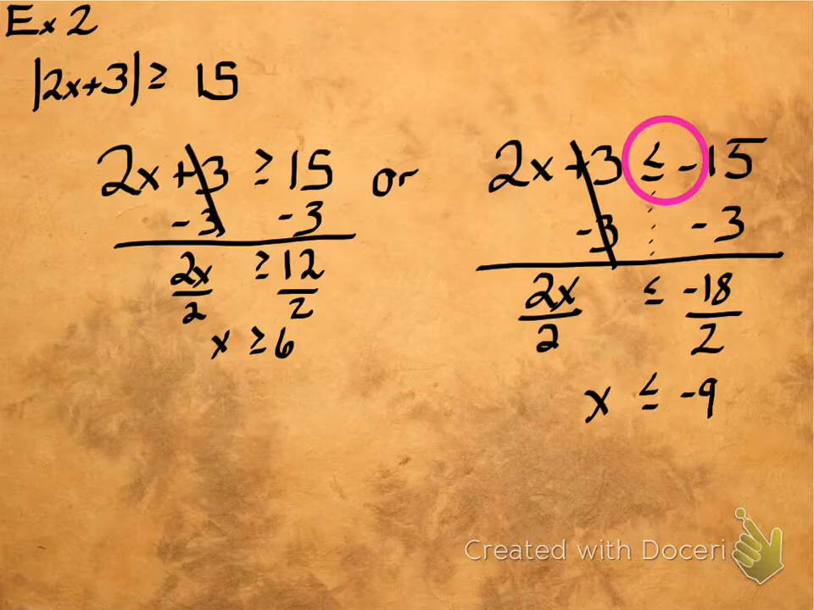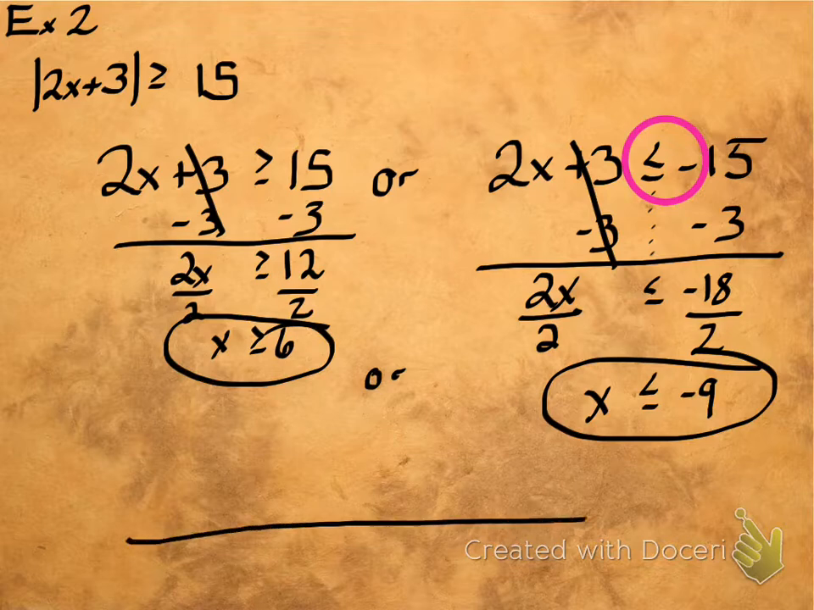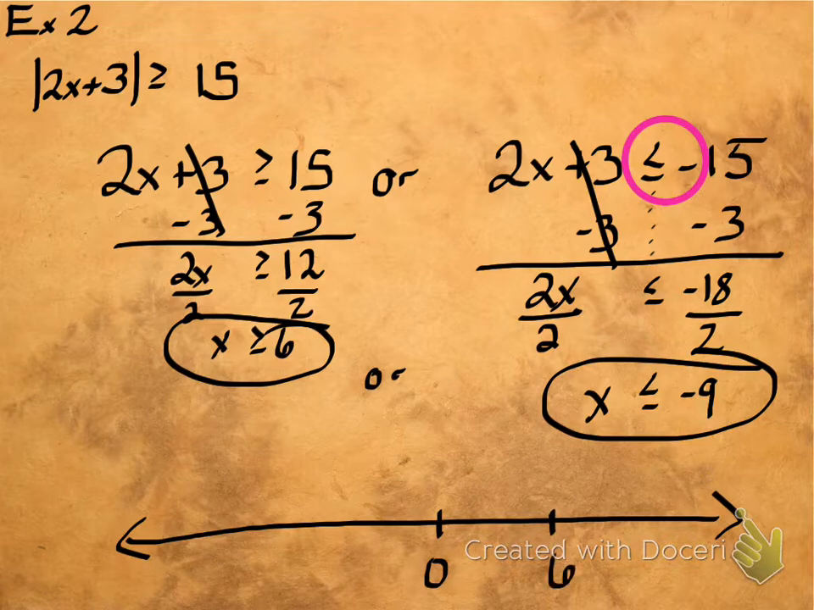And so these are separated with the word "or," so that means I'm either here or I'm here. Ors create wings when you graph them on a number line. Again, I'm going to plot my 0, and I'm going to plot my 6, and I'm going to plot my -9. I could actually fill in every other number on this too. I just don't, I'm trusting at this point y'all can draw a number line.